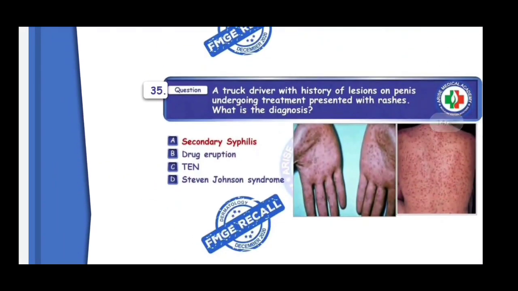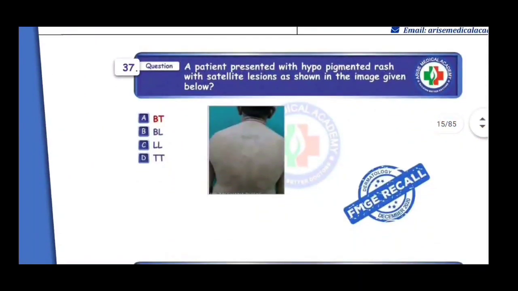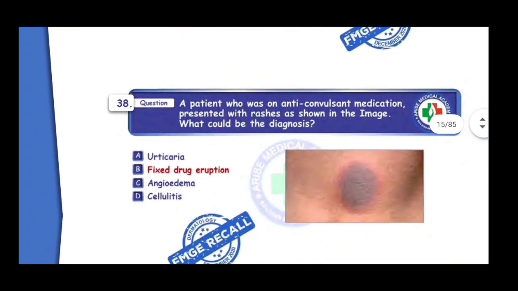A truck driver with a history of a lesion on the penis, undergoing treatment, presented with rashes. What is the diagnosis? So this is secondary syphilis. Identify the image. So this is lepromatous leprosy. Next one, a patient presented with hypopigmented rashes with satellite lesions as shown in the image given below. So this is borderline tuberculoid leprosy. So the correct answer is A. Next one, a patient on anticonvulsant medication presented with rashes as shown in the image. What could be the diagnosis? So this is fixed drug eruption.